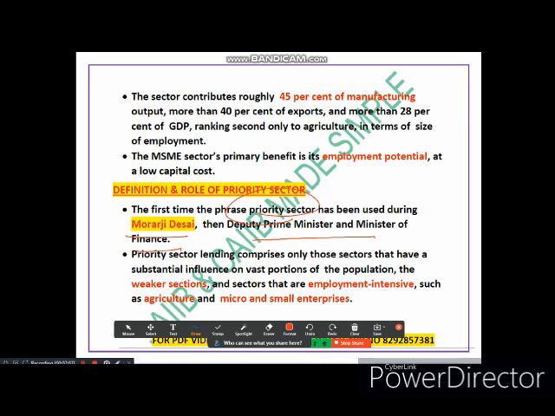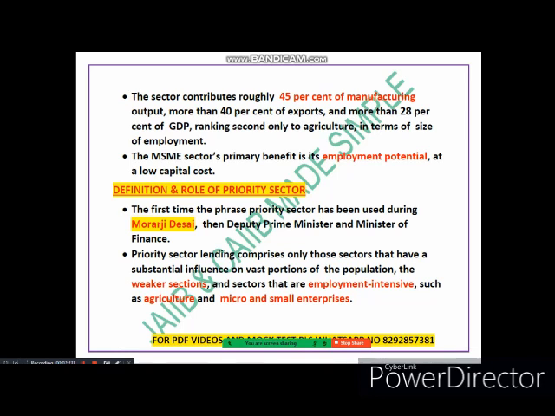So let's see which sectors it can have influence on. We have already talked about them. The first sector is weaker section. The second sector is employment intensive sector like agriculture, and the third sector is micro, small and medium enterprises. Okay, so these are three important sectors upon which the influence of priority sector is more. Right. Now let's move to the next slide.